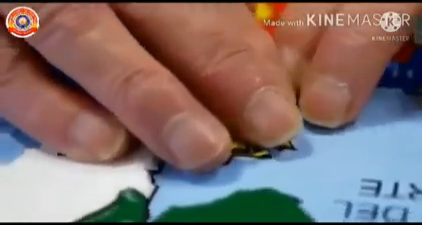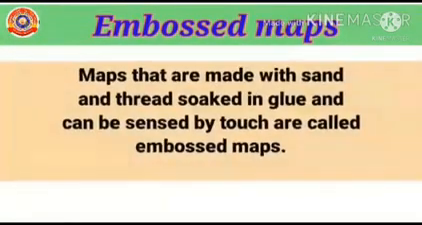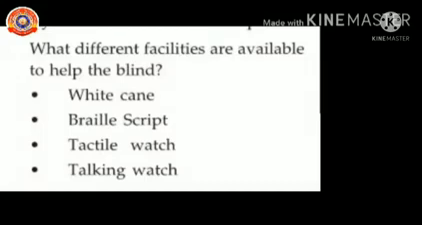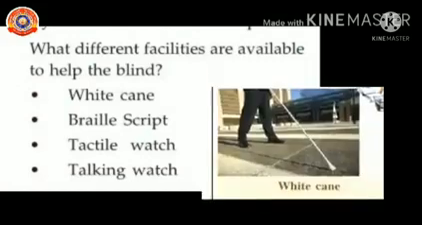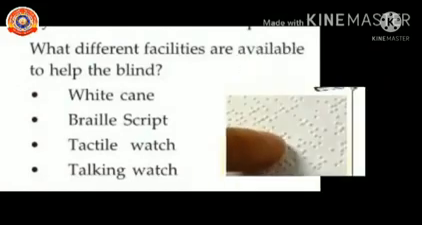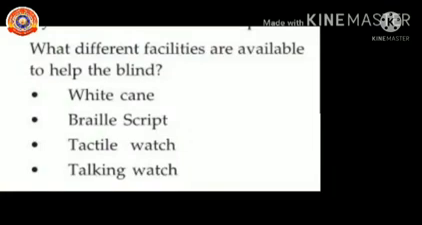For studying maps, blind people use embossed maps. Do you know what embossed maps are? Maps that are made with sand and thread stuck in glue and can be sensed by touch are called embossed maps. Then can you say, children, what different facilities are available to help the blind? Yes, white cane, Braille script, tactile watch, talking watch, etc.